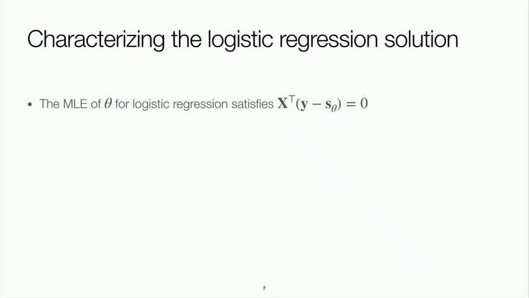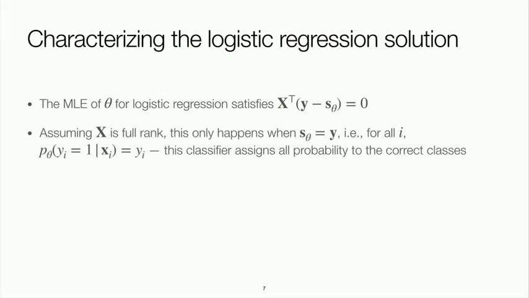I guess this is a linear algebra pop quiz. If x is full rank, then what is the only vector v such that x transpose v is 0? Yes, 0. Okay. So assuming that my x is full rank, this gradient will be 0 if and only if s theta is equal to y. That's the only time I'm going to have this gradient equal to 0.